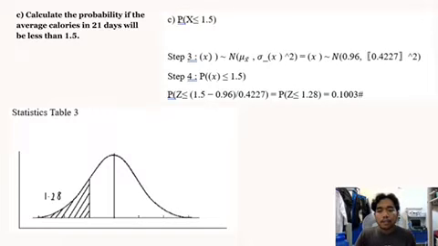And from this statistic table 3, the distribution value of the probability, we get 1.28 for Z.